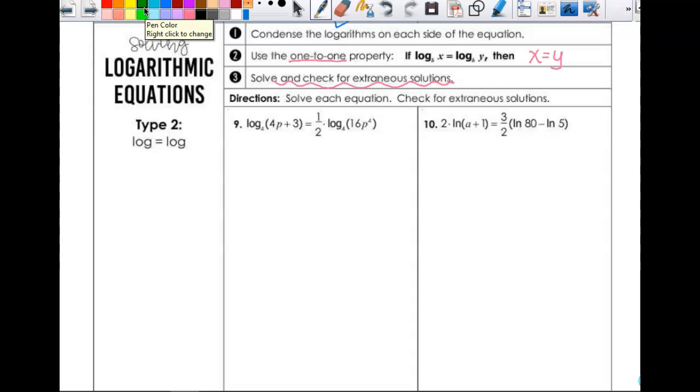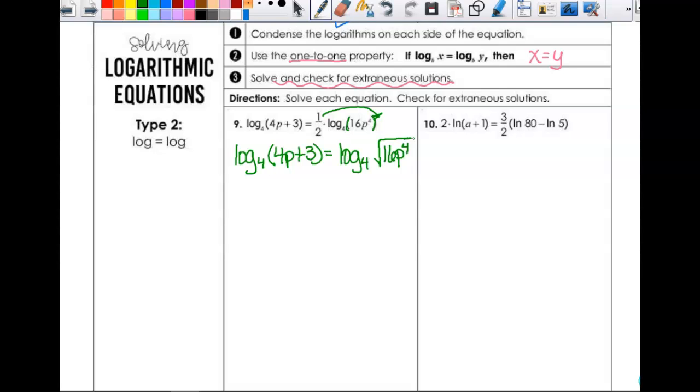So on number 9, I do just have a single log on each side, but this 1/2 has got to be taken care of first. So it can become an exponent on this whole thing right here. That's why those parentheses are important. So this means I get log base 4 of 4p plus 3 equals log base 4. Taking something to the 1/2 power is the same as taking the square root. So that would be the square root of 16p to the 4th. Okay, we good with that?